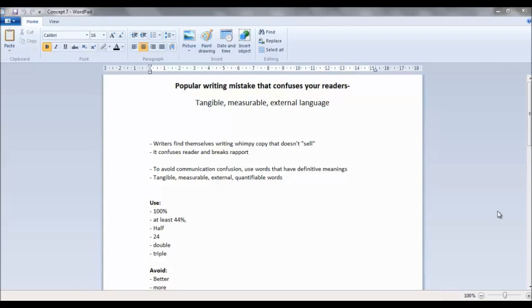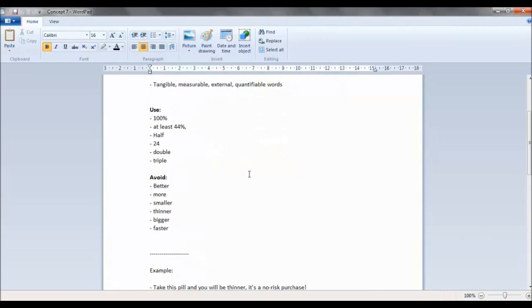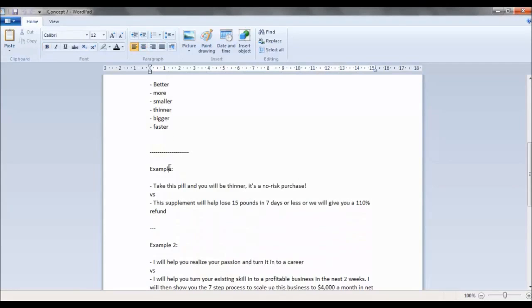So it confuses readers and breaks rapport when you write wimpy content, wimpy copy, I should say. Okay, to avoid communication confusion, use words that have definite meanings. So, tangible, measurable, external, quantifiable words. So, what you want to do is use words like 100%, at least 44%, half, 24, double, triple. And you want to avoid words like better, more, smaller, thinner, bigger, faster.